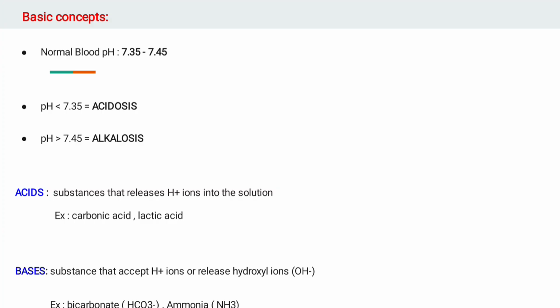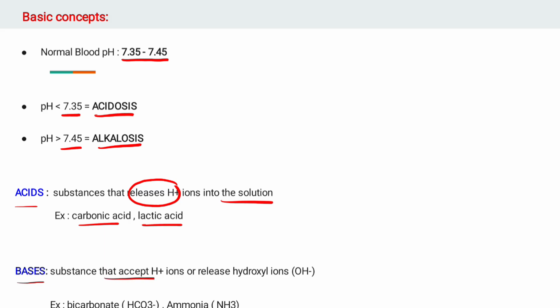So the basic concepts here are: the normal blood pH is 7.35 to 7.45, and anything less than 7.35 is considered acidosis, and more than 7.45 is alkalosis. So what are the acids and bases here? Acids are substances which release H+ ions into the solution. They are carbonic acid and lactic acid. Bases accept H+ ions or release hydroxyl ions. Examples are bicarbonate and ammonia.